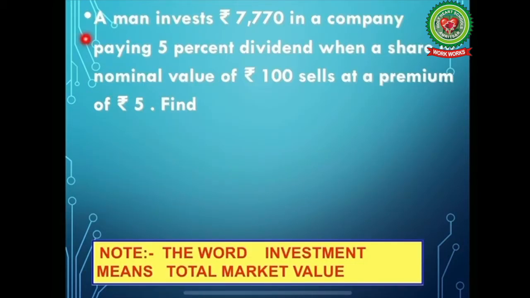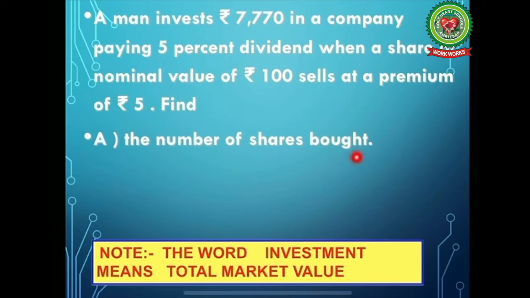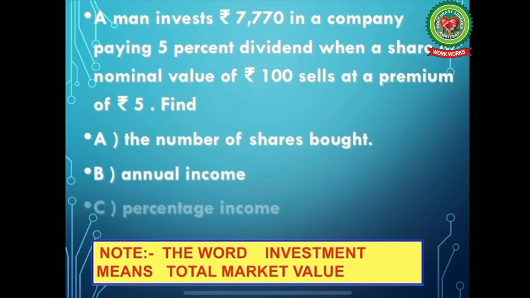The first sum is: a man invests rupees 7,770 in a company paying 5% dividend, when a share of nominal value of rupees 100 sells at a premium of rupees 5. Find A, the number of shares bought, 2, the annual income, and 3, the percentage income.